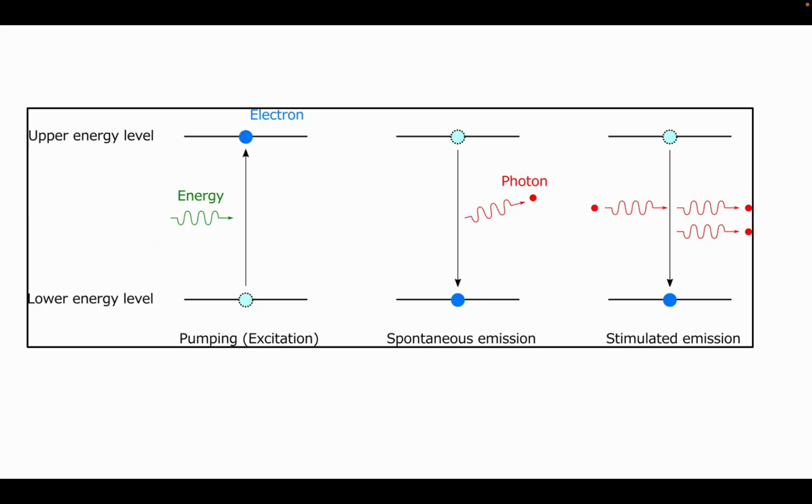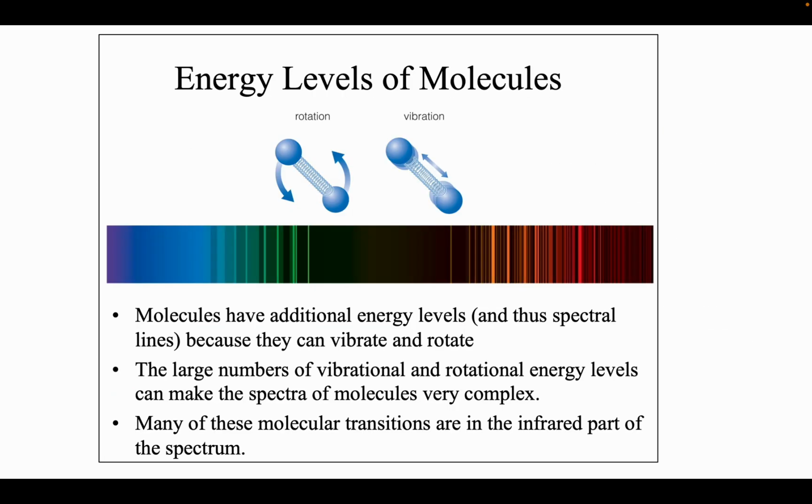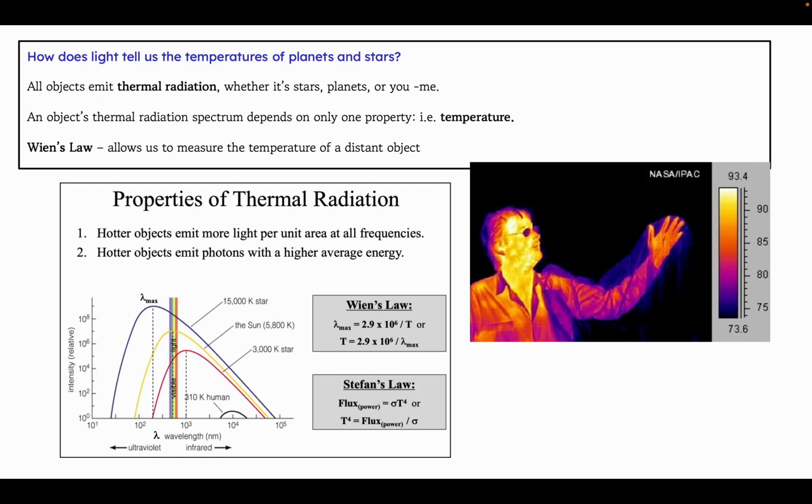So now, how does light tell us about the temperature of planets or stars? All objects emit thermal radiation, whether this is a star, a planet, you or me. So an object's thermal radiation spectrum depends only on one property, that is the temperature. Wien's law allows us to measure the temperature of a distant object.